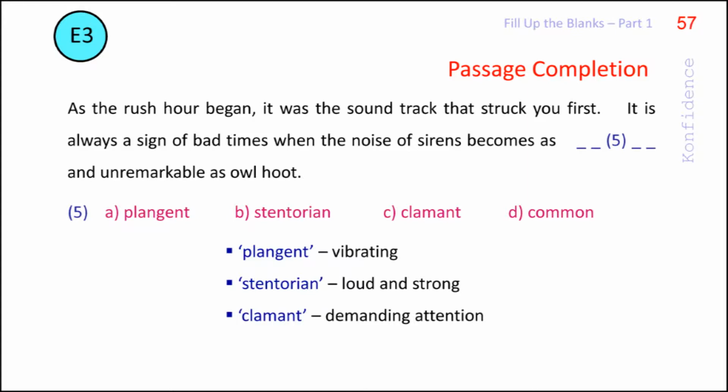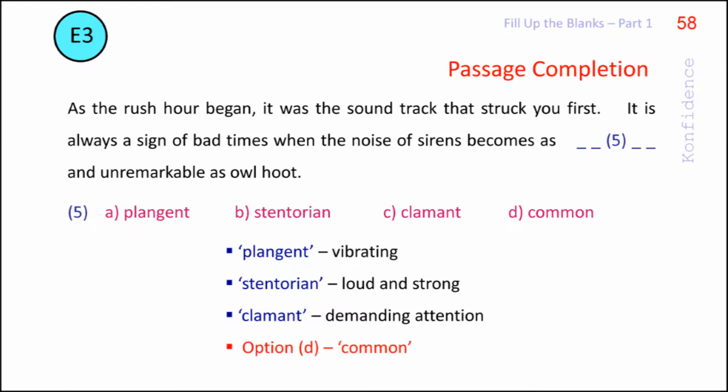The meaning of the word clamant in option C is demanding attention. Well, a siren's noise definitely demands attention. But look at the word that follows the blank. It is unremarkable. Something that demands attention must be remarkable, not unremarkable. So, clamant is not suitable here.